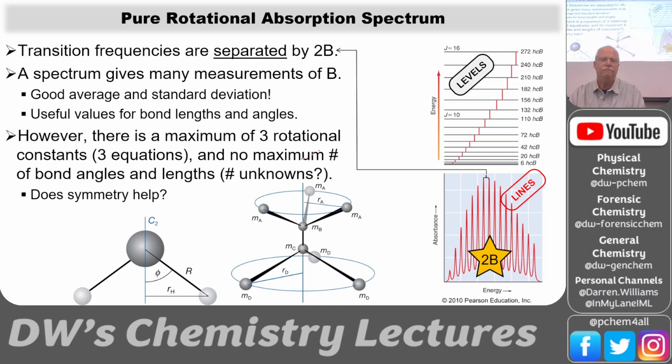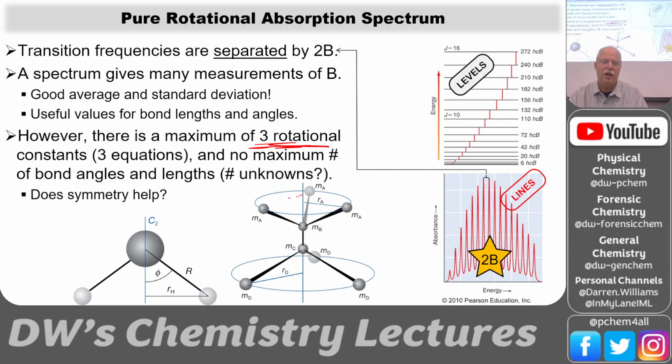Now, for water it works out just fine because we have three rotational constants: Rx, Ry, and Rz. So we have three equations, and we have three unknowns. We have the two bond lengths of the OH, and we have the angle between them. So that's a perfect situation. We have three rotational constants, we have three unknowns. We could do three equations and three unknowns and get really good statistics on all of those.